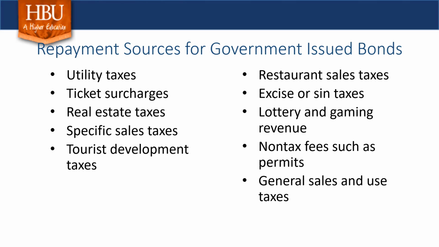We also may tax things like restaurant sales, also excise or sin taxes. Those are on things such as alcohol and tobacco. Lottery and gaming revenue at times is used to help pay off these bonds, non-tax fees such as permits, and then lastly, general sales and use taxes. These are all ways the government adds additional taxes to help pay off issued bonds.